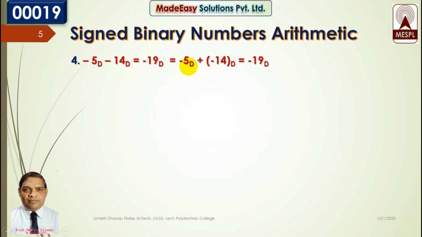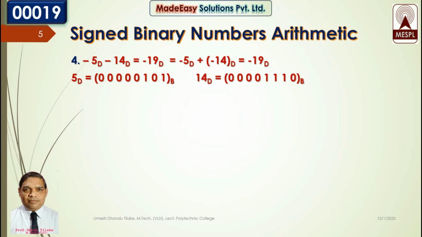So find 2's complement of 5 and 14 both and then add them. So first write 5 and 14 in binary. So 5 is 0 0 0 0 0 1 0 1 and 14 is 0 0 0 0 1 1 1 0. Now let's find out minus 5 and minus 14.